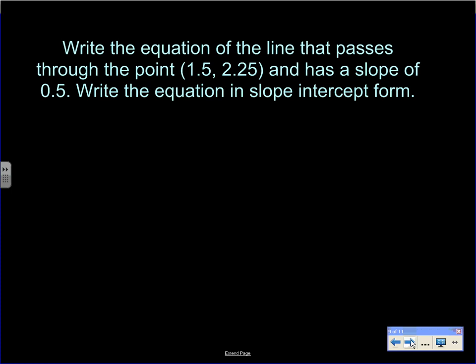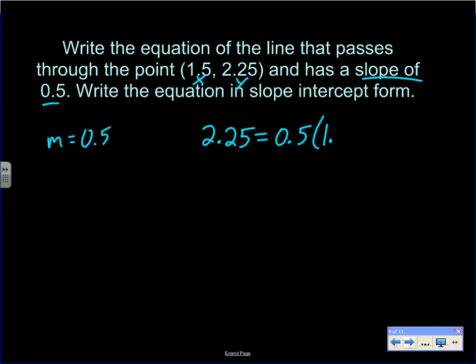If you're looking here, it has a slope of 0.5. Here is going to be x, and this is y. So let's plug these numbers in. 2.25 is equal to 0.5 times 1.5 plus b. We have to work this out. Let's say half of 1.50, half of 1.50 is 0.75.